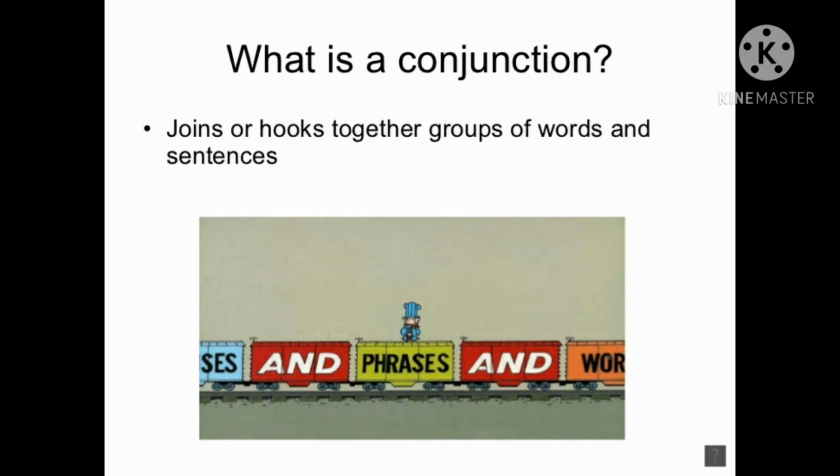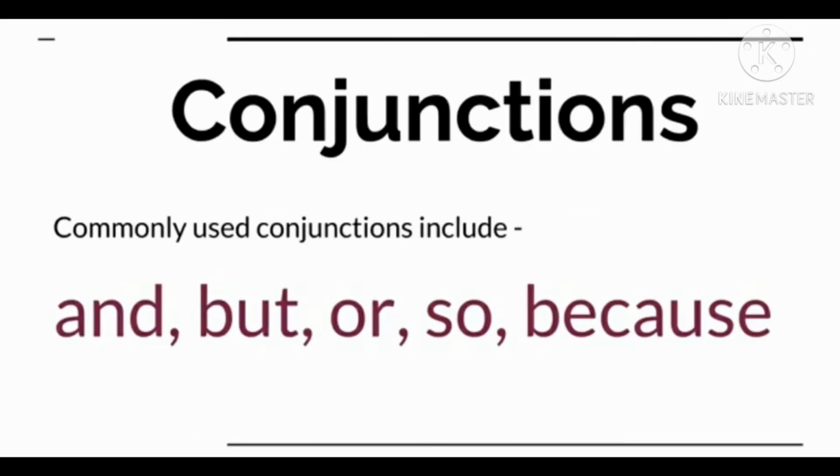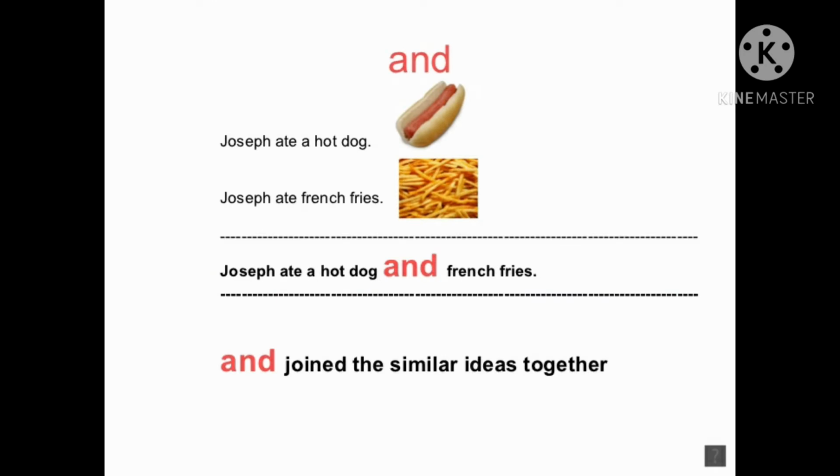So here are some common conjunctions. Commonly used conjunctions are and, but, or, so, because, unless, otherwise, yet, while, that, since, if. So there are many conjunctions, and some of them we will see in this video. The first one is and.